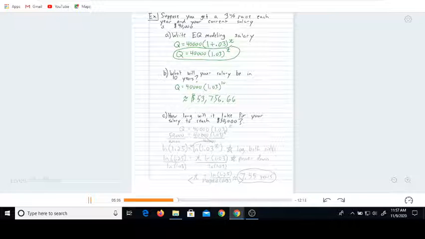So how long will it take for your salary to hit $50,000? Well, we know it's going to take less than 10 years, because at 10 years, you're well above it. But this time, if we look at our equation, let's go ahead and rewrite it.